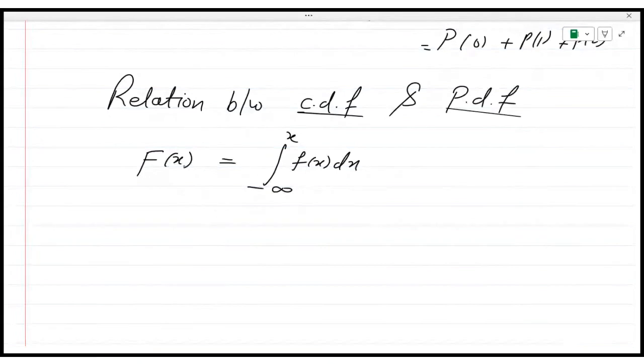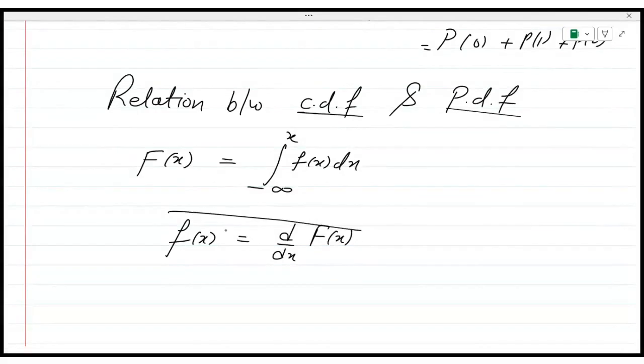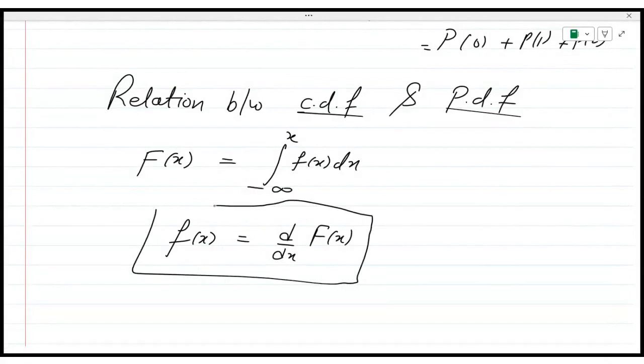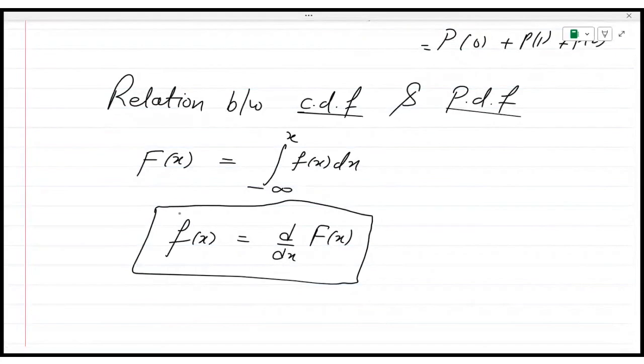Capital F is the integration of small f. So if you want to find small f from capital F, what will you do? What is the opposite of integration? Derivative. So the derivative of capital F. If you want to find the PDF from the CDF, you need to do the derivative. If you want to find the CDF from the PDF, then you have to do integration. Is this clear?